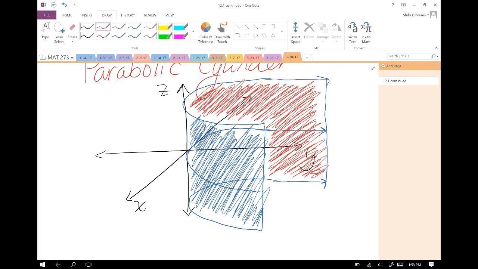All we have is a parabola generating it, and a parabola is just a curve. It's not a closed figure. Parabola is not a closed figure.